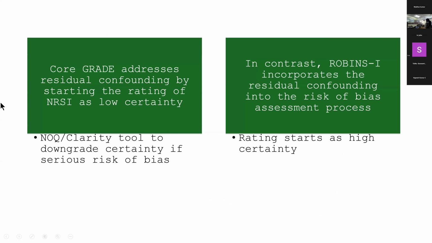So if you look at GRADE, they start off all their NRSIs as low quality of evidence. Then using these 2 tools, that is the Newcastle Ottawa quality score or CLARITY score, if there's any problem with the risk of bias, you downgrade it even further from low to very low quality. But if you're using ROBINS-I, you can see that the baseline confounding is already taken care of in ROBINS-I, the first part. So if there's a lot of confounding, we don't proceed with the risk of bias tool. So if you're going to apply the ROBINS-I tool, you can take your NRSI as a high quality of evidence and then rate it down for the risk of bias.